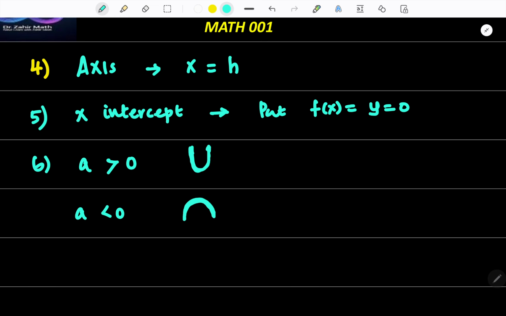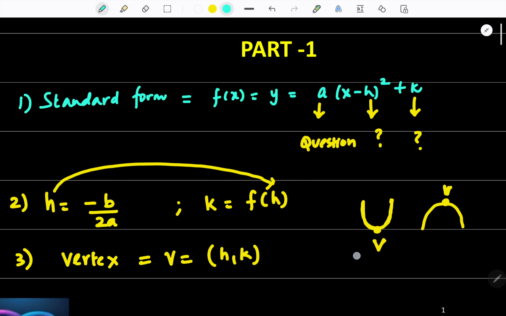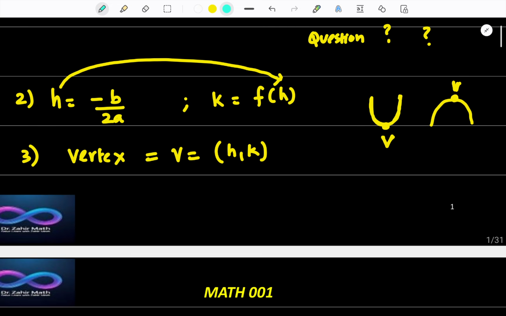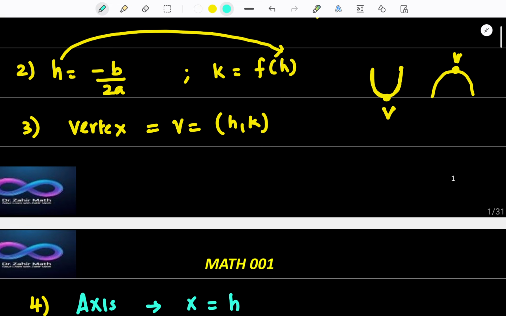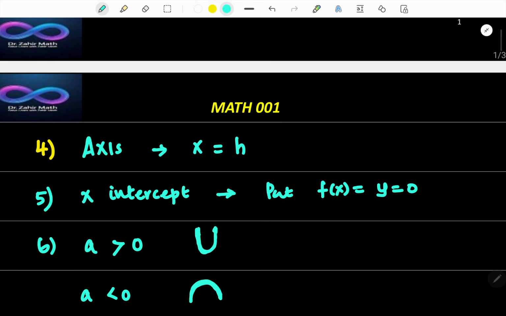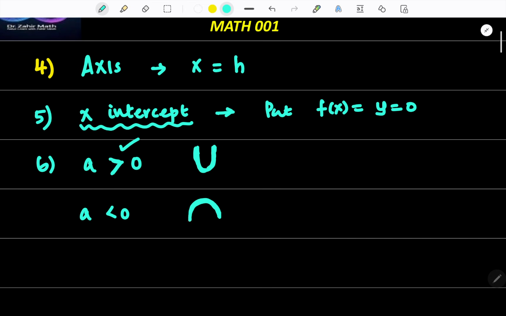Clear everybody? So what is the first one? Standard form: f of x equals y equals a times (x minus h) the whole square plus k. What is h? Minus b by 2a. What is k? f of h. Vertex is given by V equals (h, k). The axis formula is x equals h. The x-intercept is found by putting f of x equals y equals 0. If the parabola opens upward, a is more than 0. If the parabola opens downward, then a is less than 0.